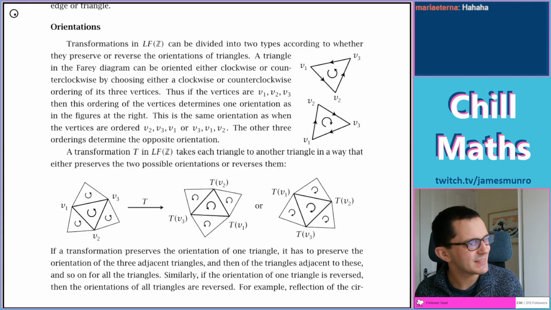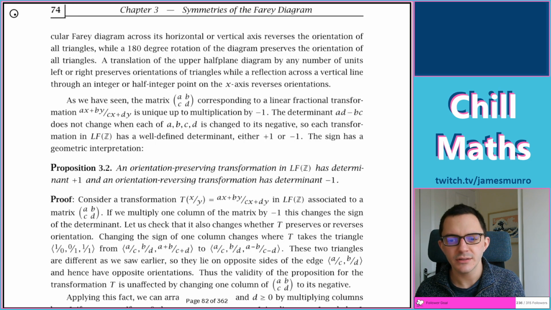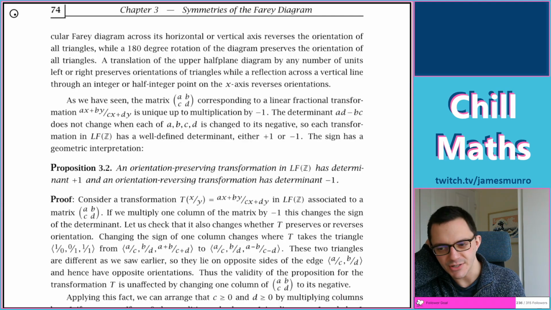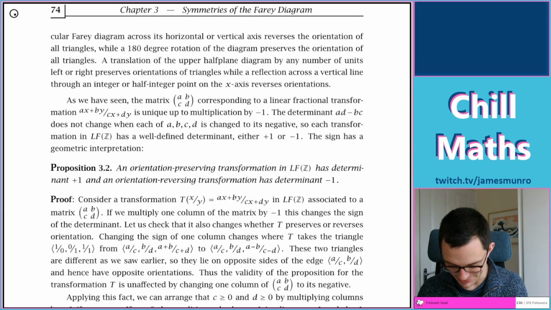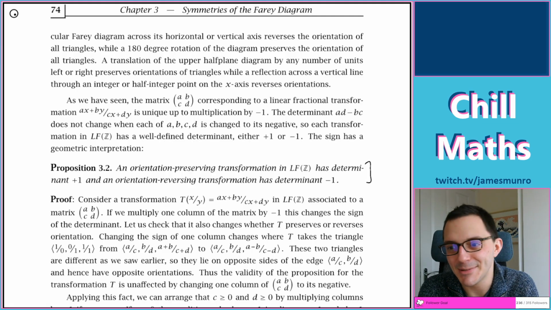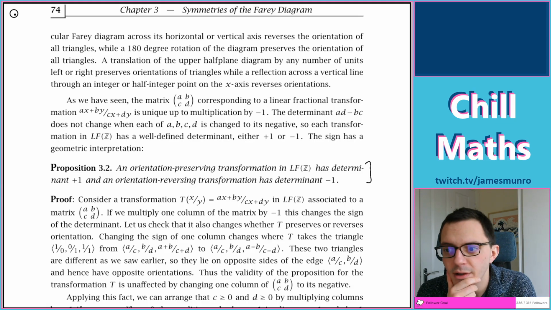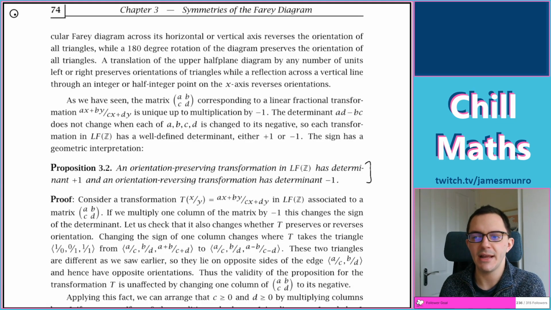Because, yeah, I still don't feel like I've got a great answer for why that is. Are we going to prove it? Well, we're just going to say it's something to do with determinant plus or minus 1, which is the least surprising thing that it could have depended on, right? AD minus BC. Translation of the upper half-plane diagram by any number of units left or right preserves orientations of the triangles, while a reflection reverses orientations. And we know which matrices those are.